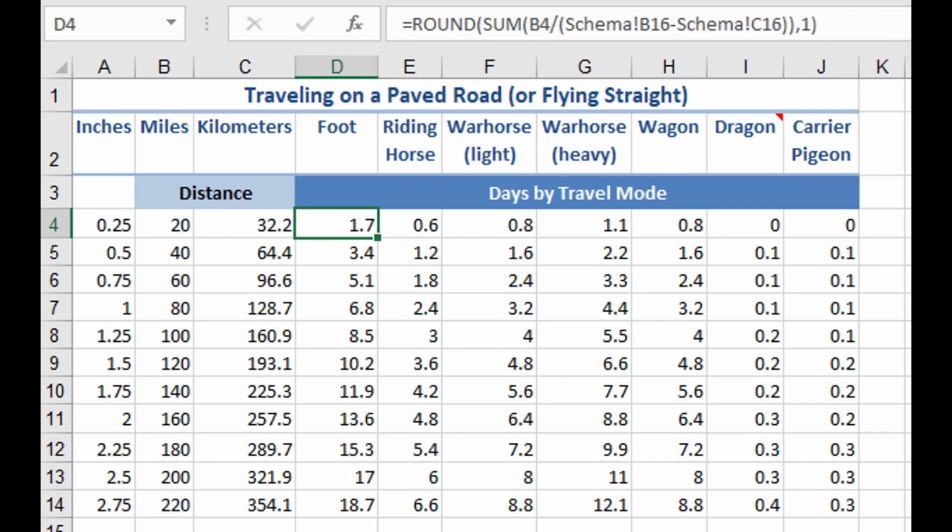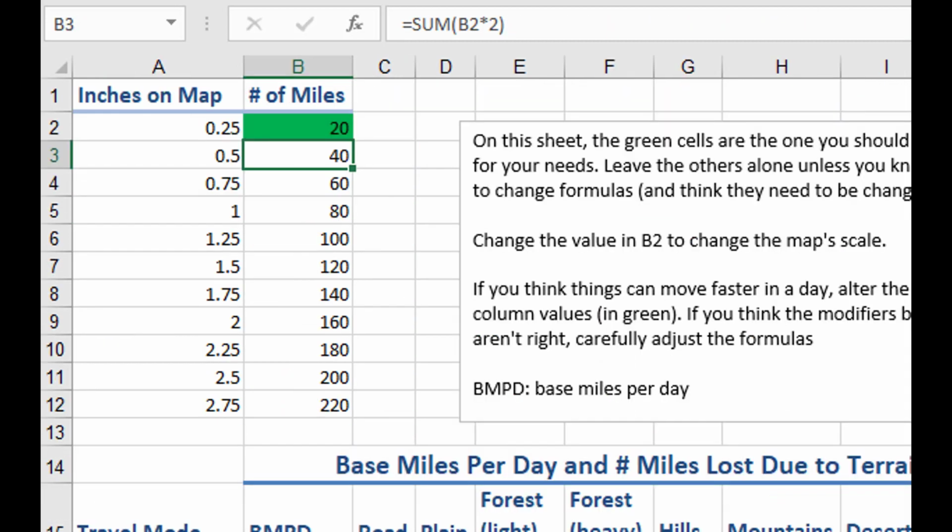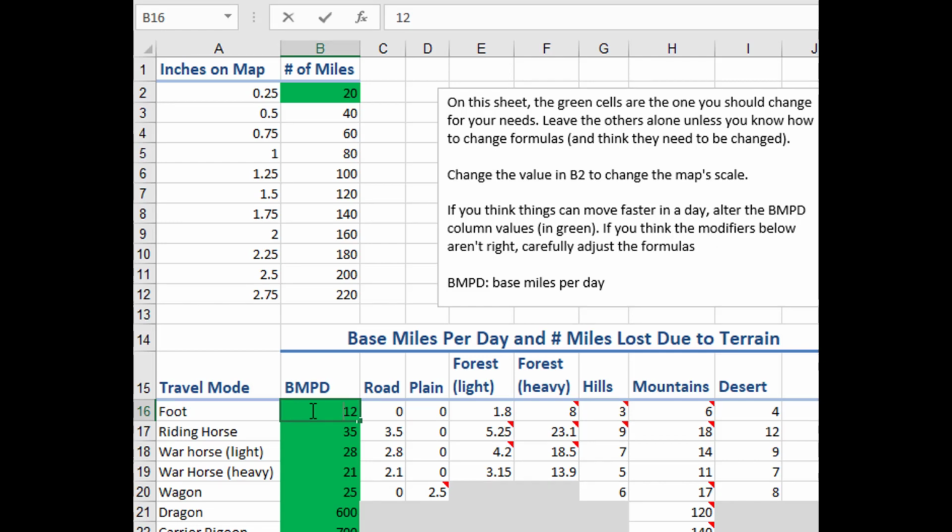So let's go back to the schema sheet. We're looking at B16 and C16. Well, where is that? So here is B16, and of course it's doing B16 minus C16. In other words, take the base miles per day, or our basic travel number of miles, and subtract our modifier. In this case, that happens to be 0. So the end result, of course, is going to be 12.